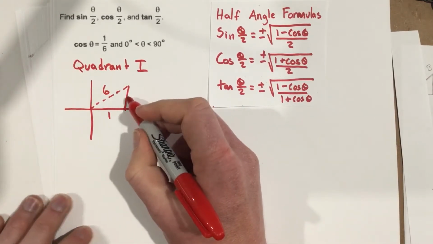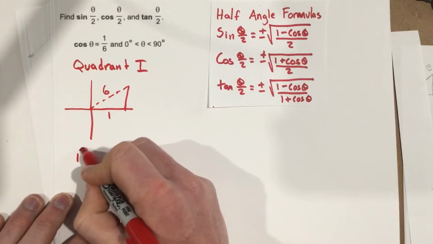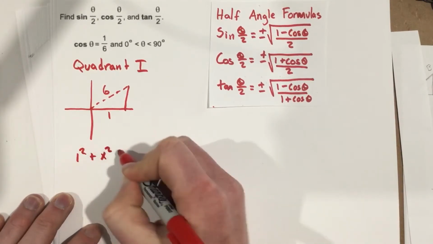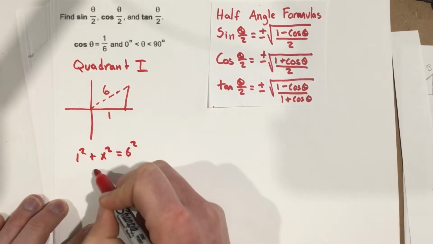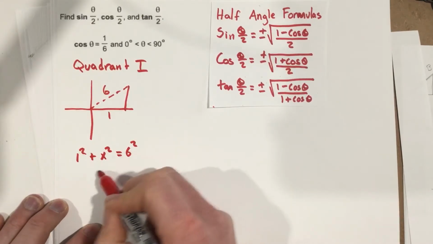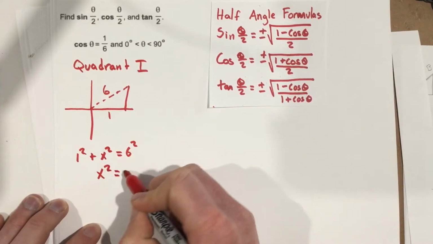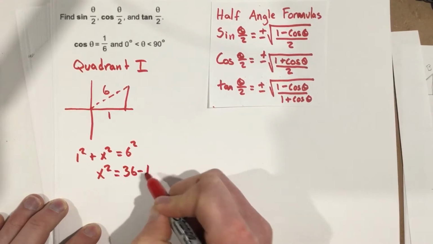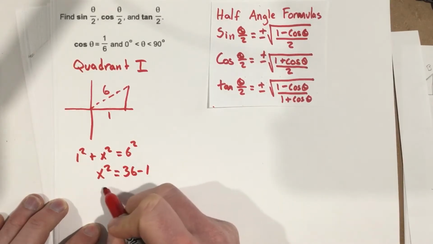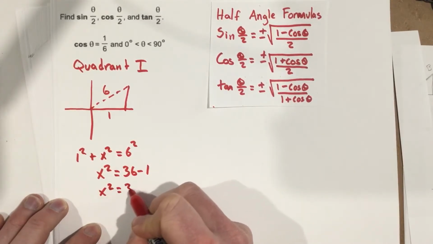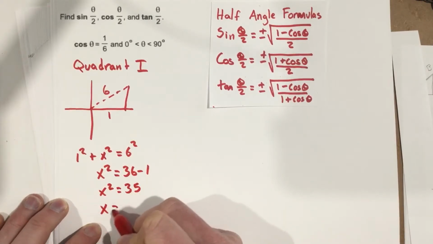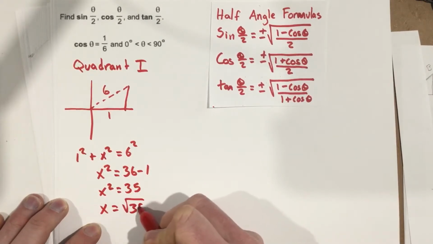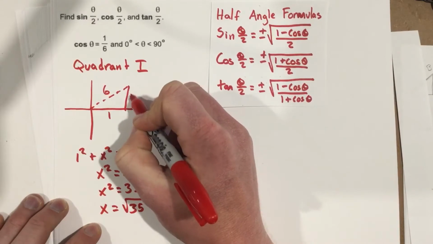How do I find this side? Well, I would say that 1 squared plus x squared equals 6 squared. So I end up with, this is 1, this is 36, so x squared equals 36 minus 1 when I subtract it. So x squared equals 35, so x equals root 35. Okay, root 35 is here.